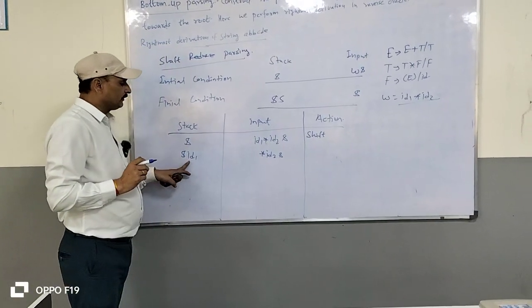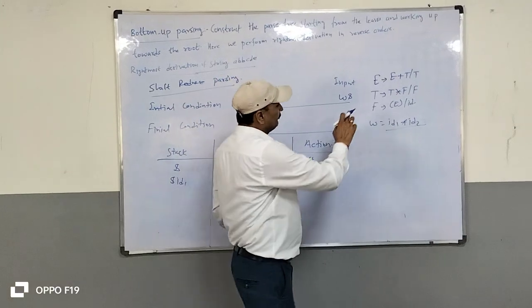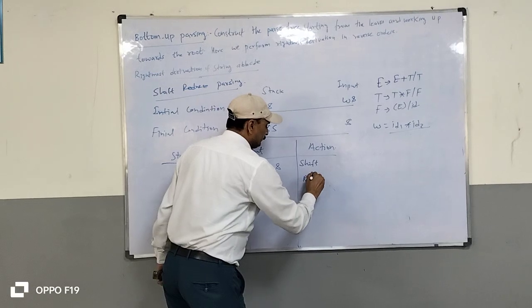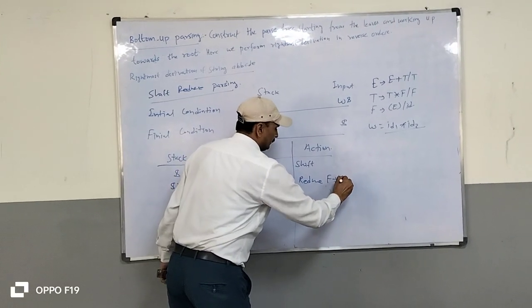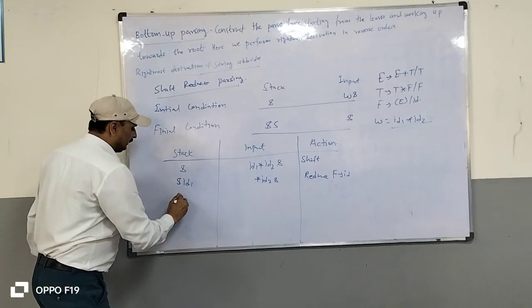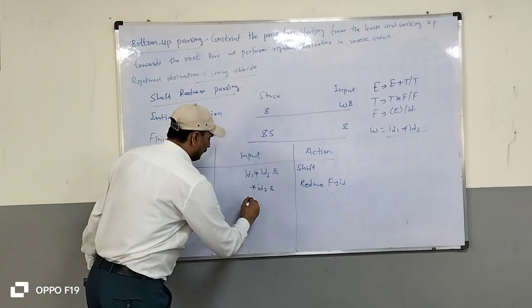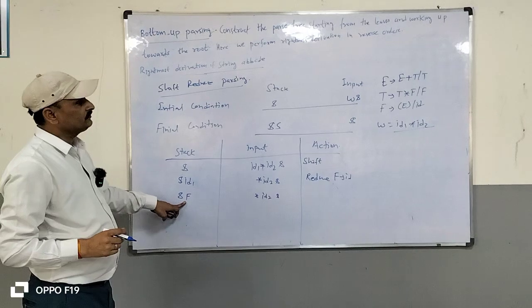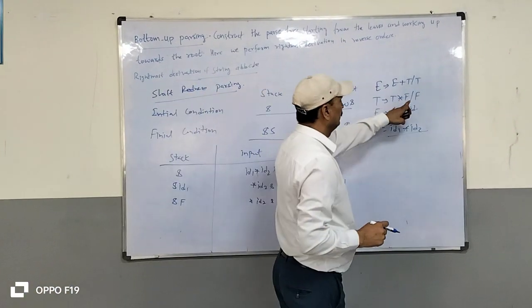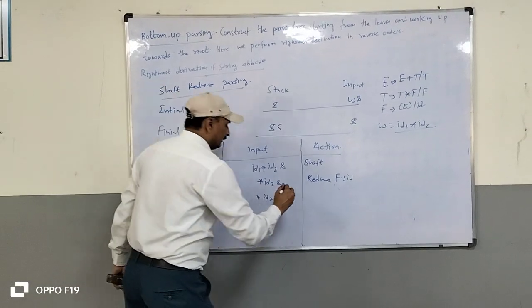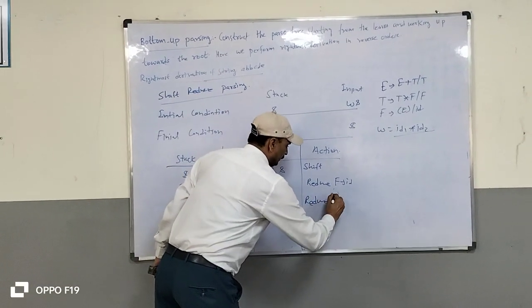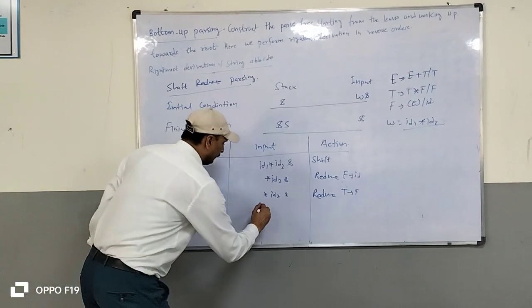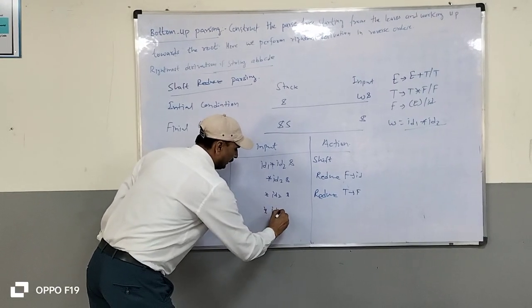Now we are going to perform F derives id. This is the production F derives id, so we reduce F derives id. Then we write dollar F, and the input is asterisk id2 and dollar. Again we perform reduce, T derives F. So we write reduce T derives F. This F gets reduced to T, and here dollar T, multiplication id2 and dollar.